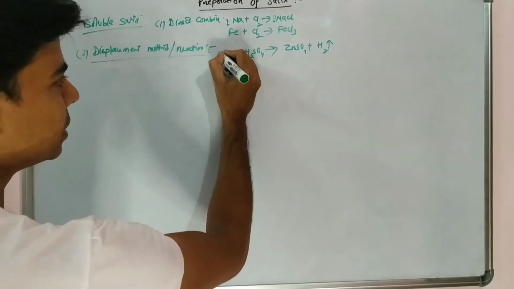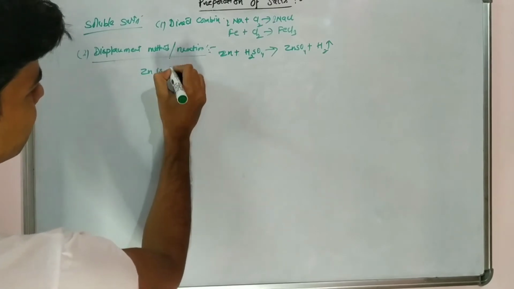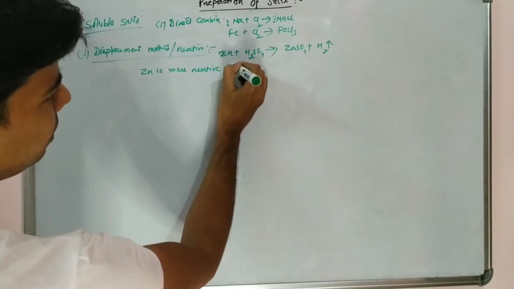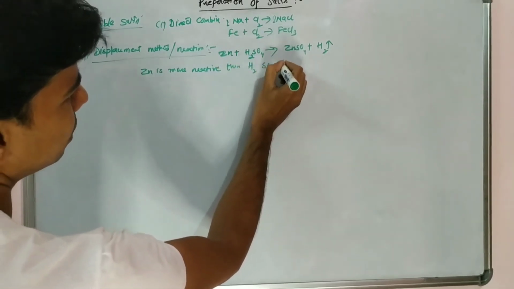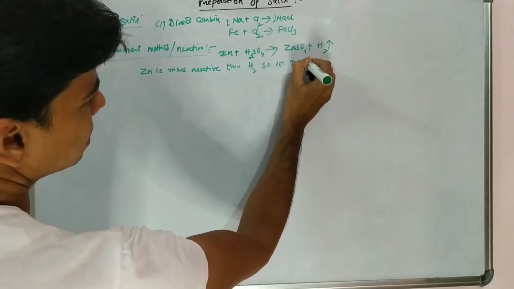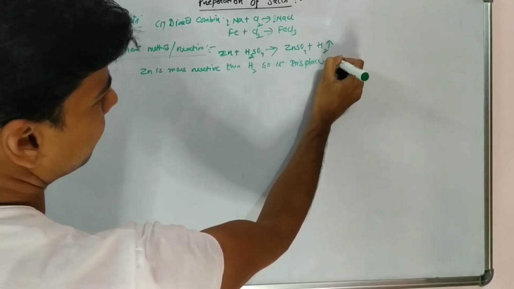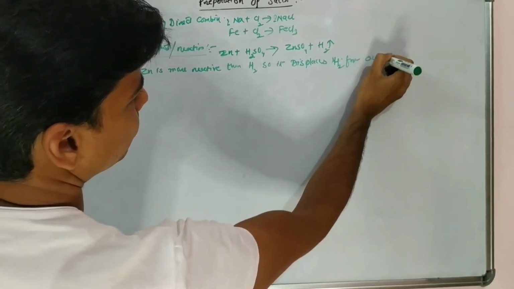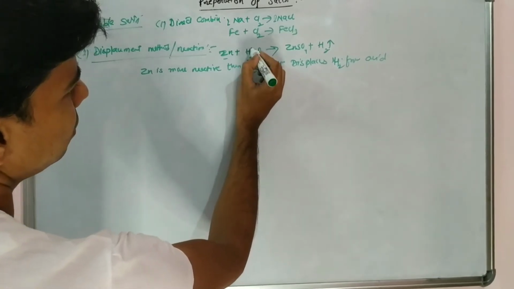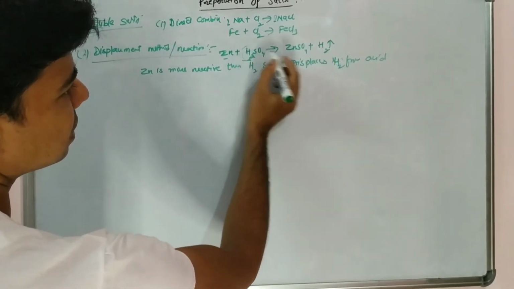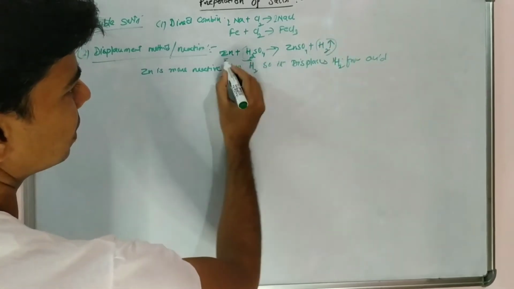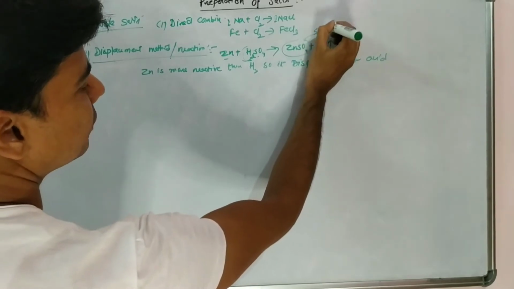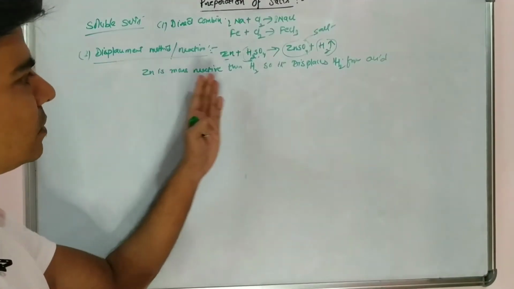So here zinc is more reactive. Zinc is more reactive than hydrogen, so it displaces hydrogen from acid. Zinc will displace hydrogen from acid, releasing this hydrogen in the form of hydrogen gas, and will react with sulfate to form this salt. Zinc sulfate is a salt. So zinc is more reactive than hydrogen.